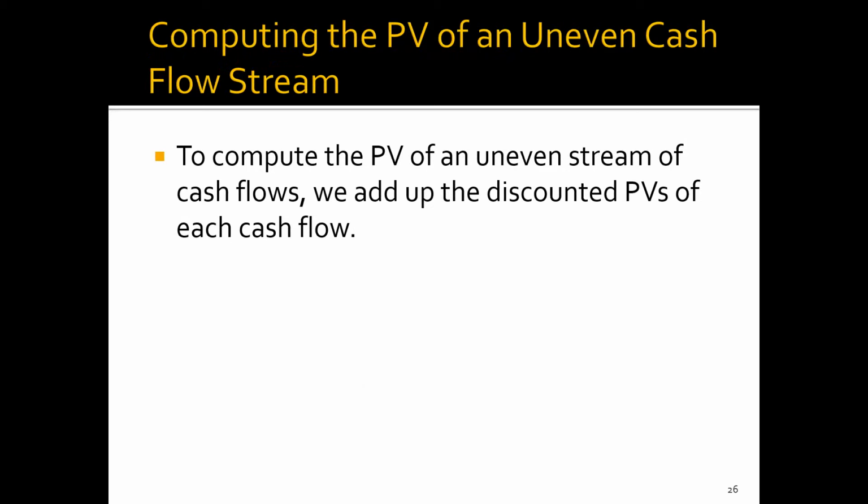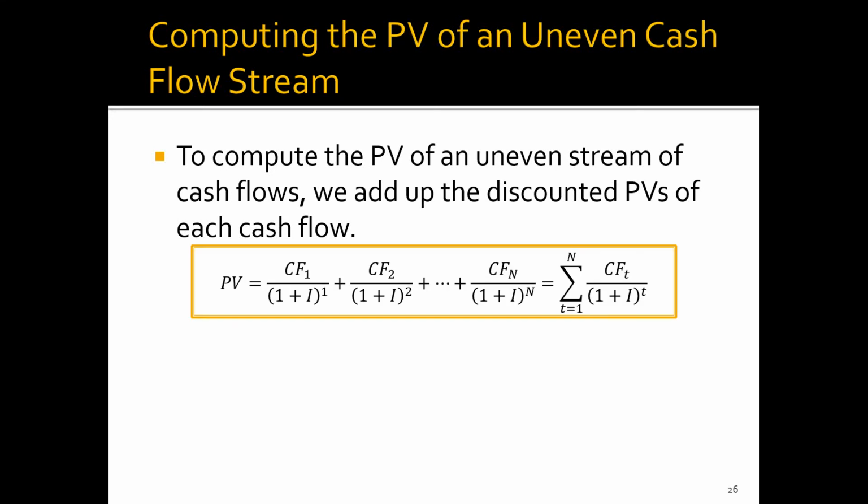So to compute the present value of an uneven stream of cash flows, we have to add up the discounted present values of each cash flow. And so you see the formula here, which really is just a repeated application of the present value formula that we see earlier in the chapter. Earlier in the chapter, we see that the present value of any given cash flow is the cash flow that occurs at some future point divided by 1 plus our interest rate to the nth power, where that future cash flow occurs in n years.